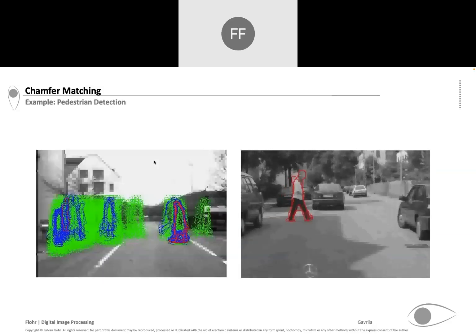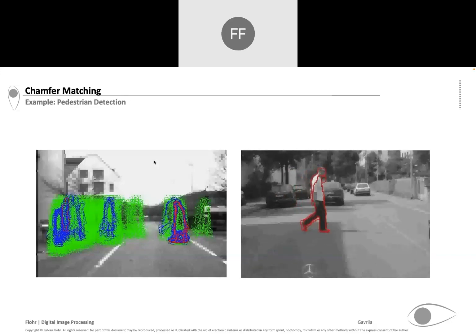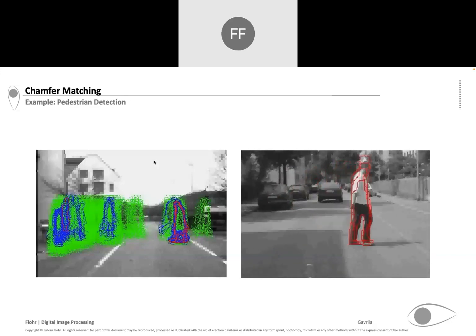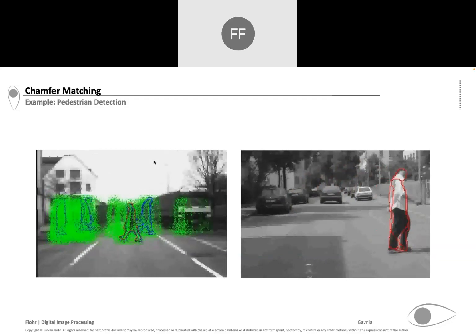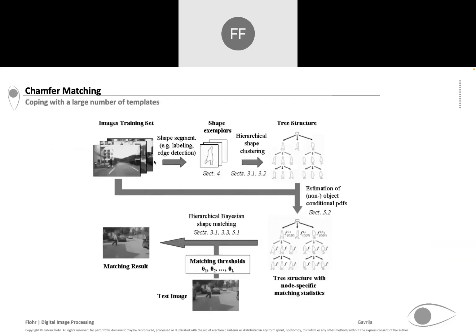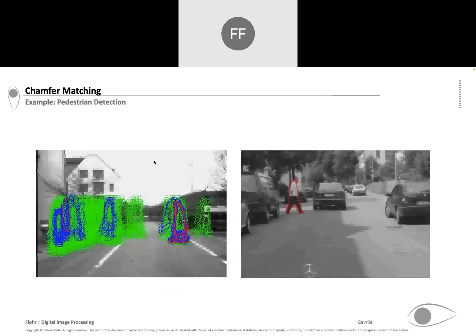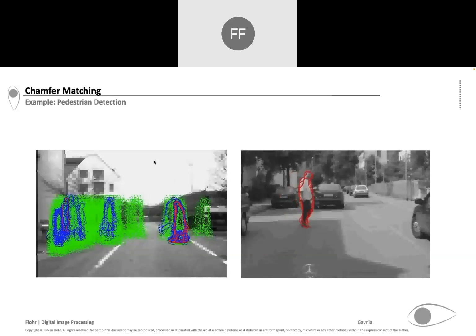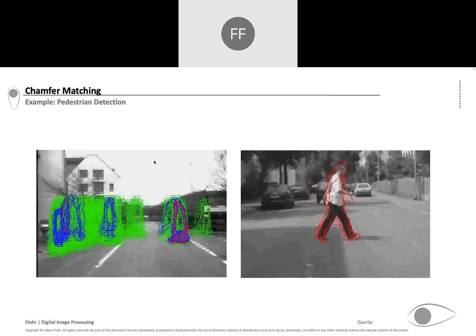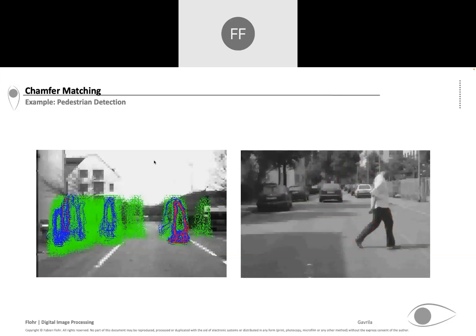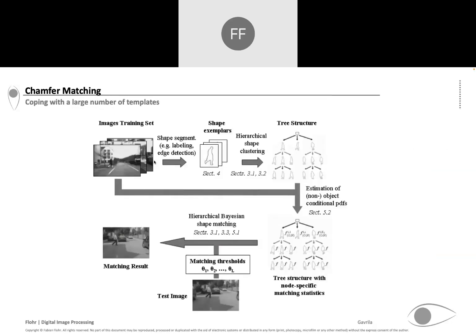For pedestrians, you have a little bit of a problem because the shape is always changing, right? Depending on the movement of the pedestrian. If I stand like that, I'm looking different from the side than if I'm standing like that, right? So you have to cope with that. So you have to consider different shapes of pedestrians. So instead of only placing one template, you're correlating with multiple templates in the chamfer image.